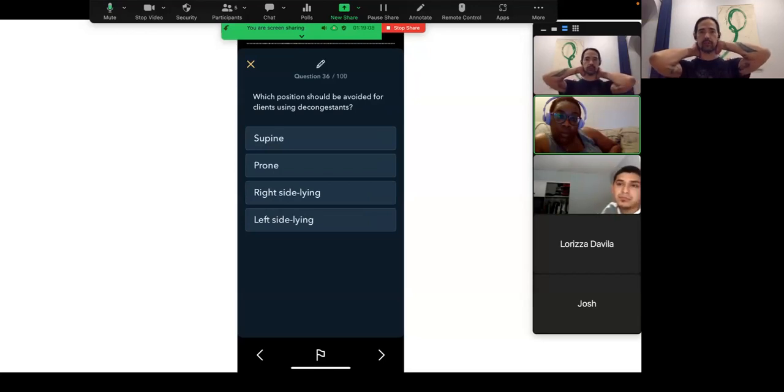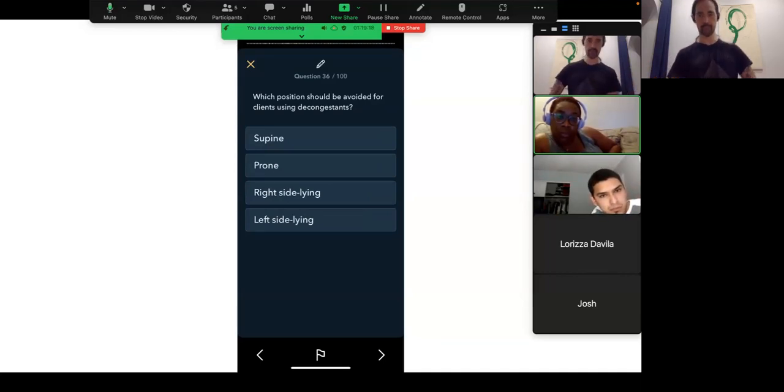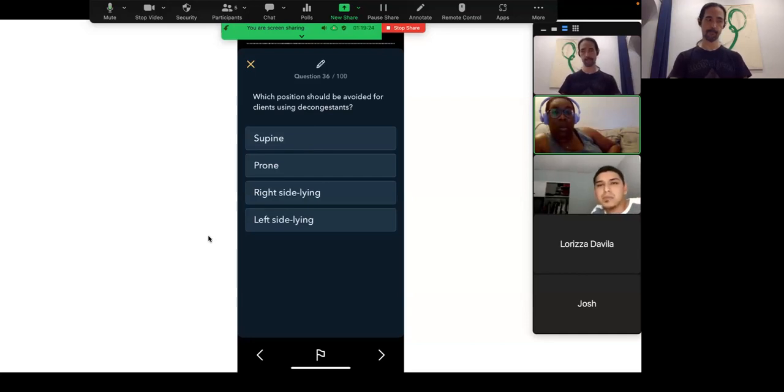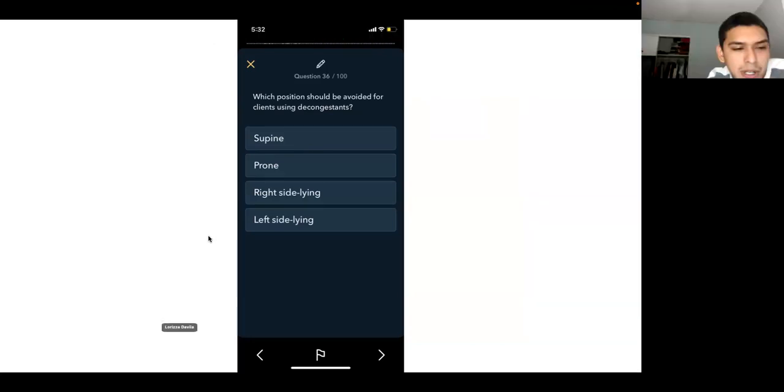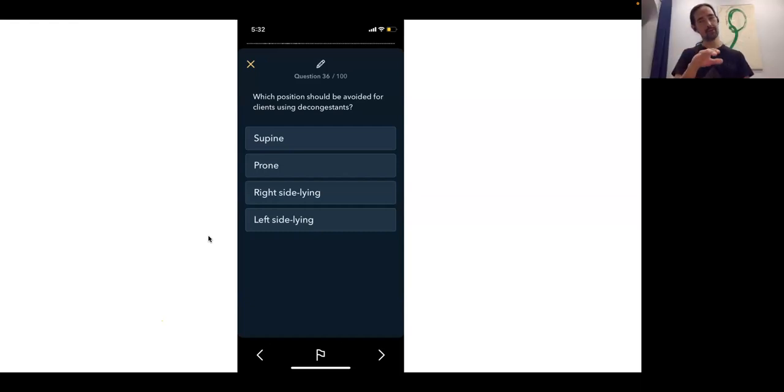Which position should be avoided for clients who are using decongestants? Supine position, prone position, right sideline, or left sideline? What do you think? Supine? Supine would be what? Face up or face down? Face up. I said prone.